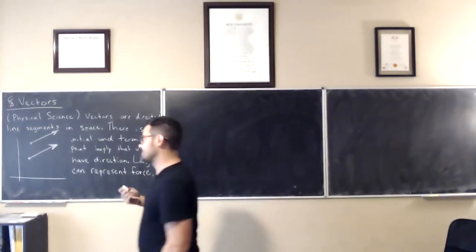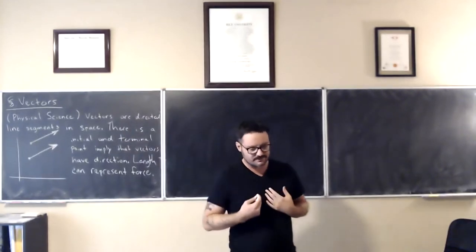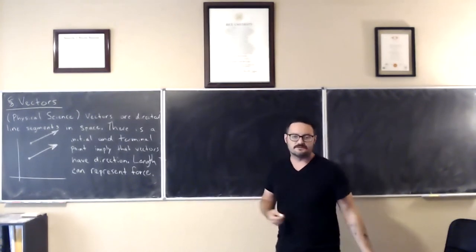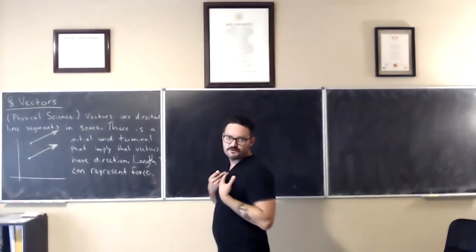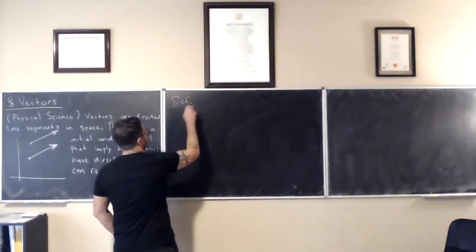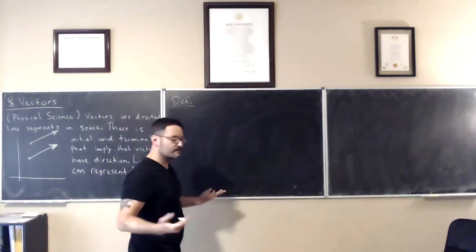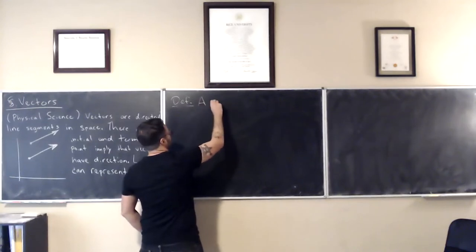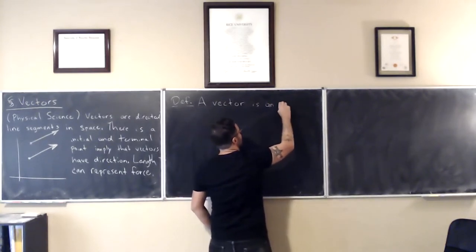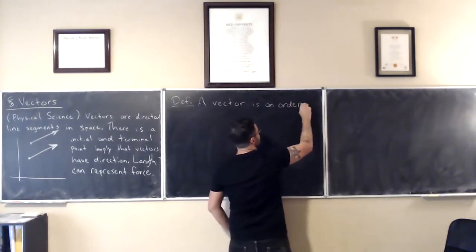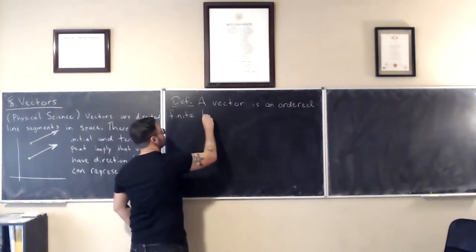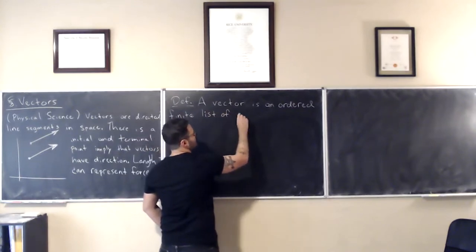I think a more basic interpretation that's useful for a data scientist is you think of a vector as simply an ordered finite list of numbers. And that's the definition that I'm going to adopt and the one that I think about when I use vectors. So I'll just go ahead and say definition to distinguish it from this one, even though they're equivalent. So a vector is an ordered, which is very important, ordered finite list of numbers.